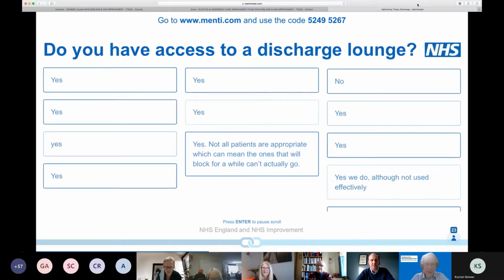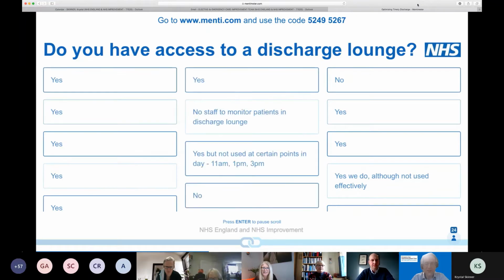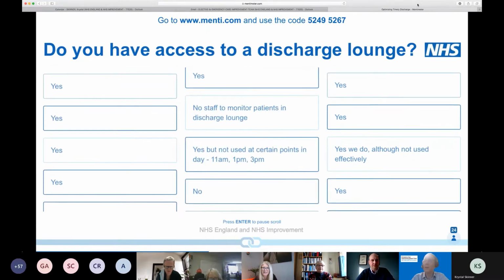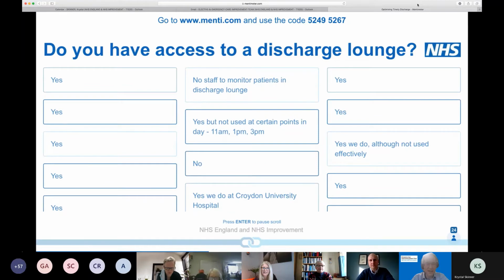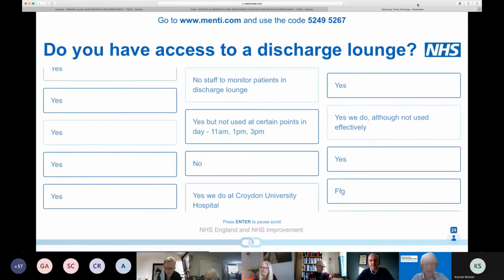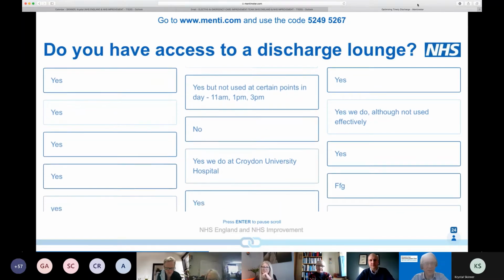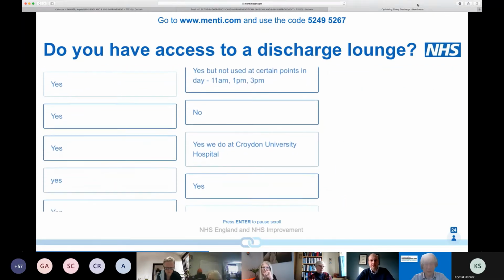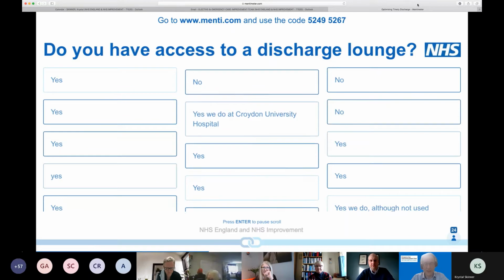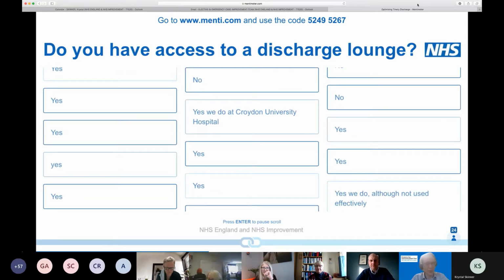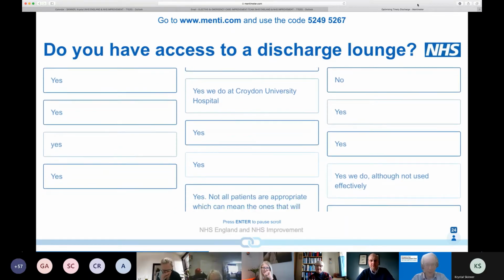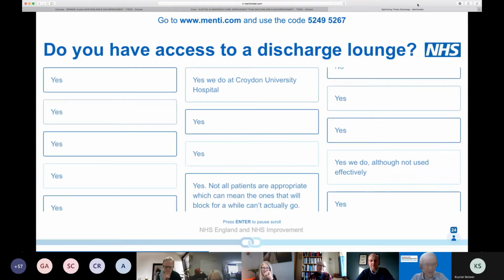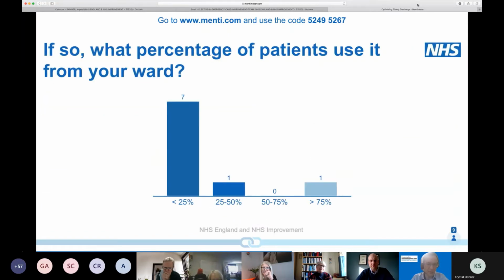I also suspect that there will be levels of access. So, you know, some places will only take ambulant patients, other places won't take patients on trolleys. We've been to an organisation recently that has a COVID discharge lounge and a non-COVID discharge lounge, all those kind of things. Okay, so can we go to the next question, please? I think we probably already answered some of this. So what percentage of patients use it?